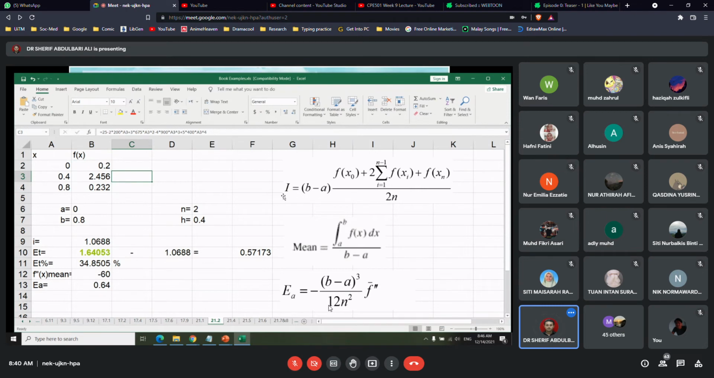So b minus a, 0.8 minus 0, times the first value of the function at 0, which is 0.2, plus 2 times the internal points, 2.456, plus the last point, 0.232, over 2 times n. How many segments do I have? 2 segments, from 0 to 0.4, and from 0.4 to 0.8. You're supposed to get the answer of 1.0688. Try to find it.